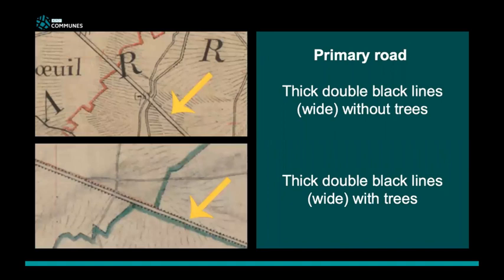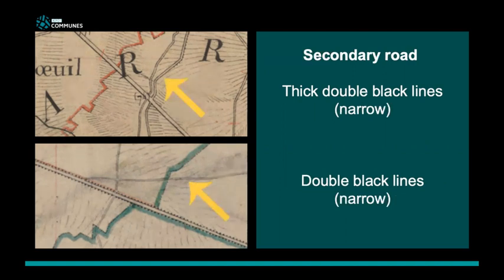Some primary roads only have one thick bounding line. These roads also often are marked with dots to the sides of them representing trees.